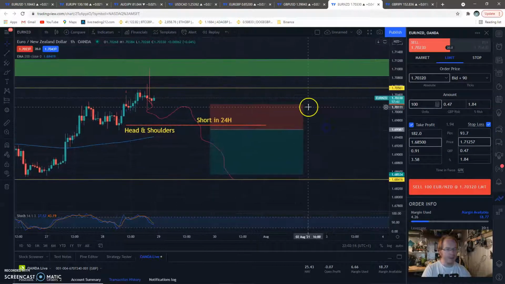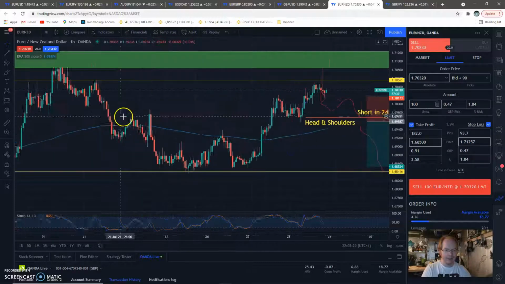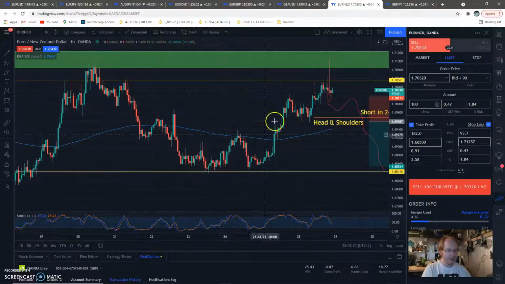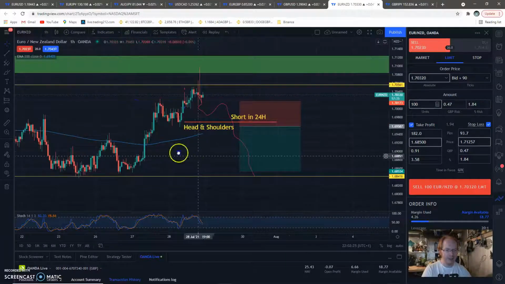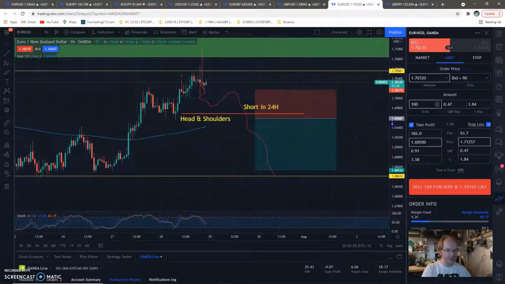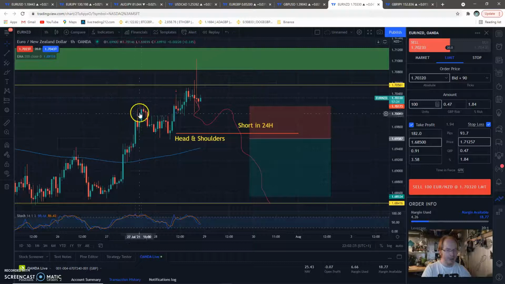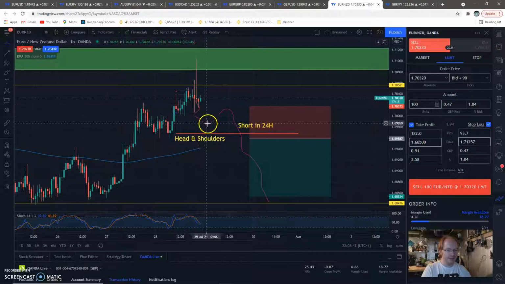Now I've marked this one up. This is the Euro New Zealand. We had a bit of consolidation here, quite a nice clean pattern. And I think I spotted potentially a head and shoulders, but who knows. As you can see, it comes down to the base here, returns up. There's a shoulder, there's a head. So I've drawn on the extra lines here to see whether we get another shoulder.